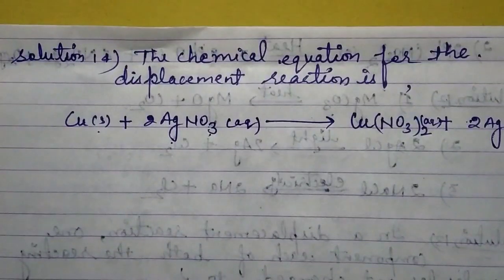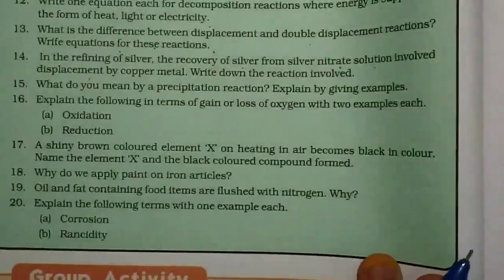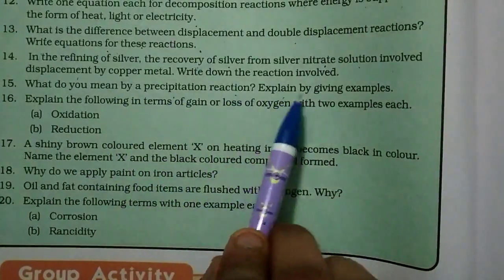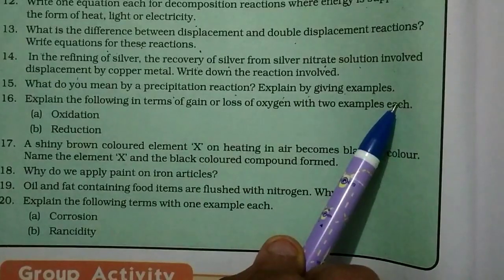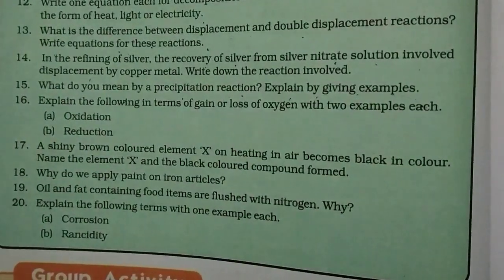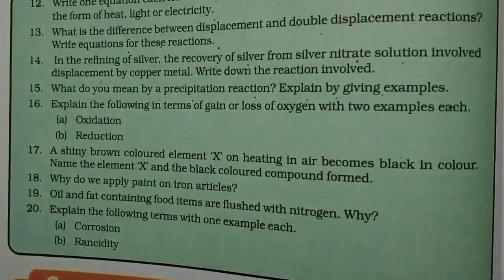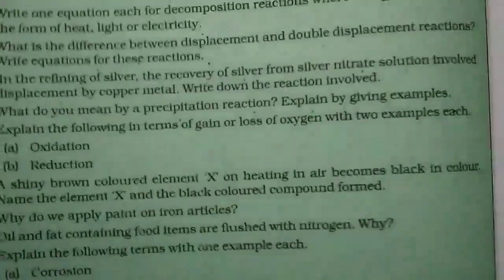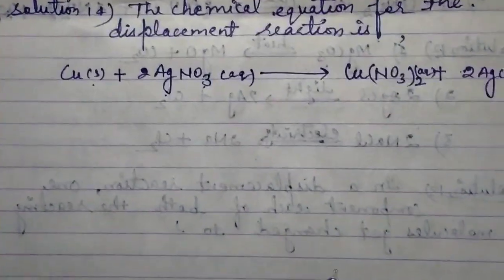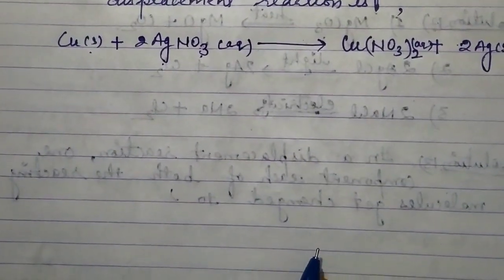Okay, now next question number 15. What do you mean by the precipitation reaction? Explain by giving examples. Okay, what do you mean by the precipitate reaction? So just we have discussed about the double displacement reaction. Okay students, so this reaction is also known as precipitate reaction.